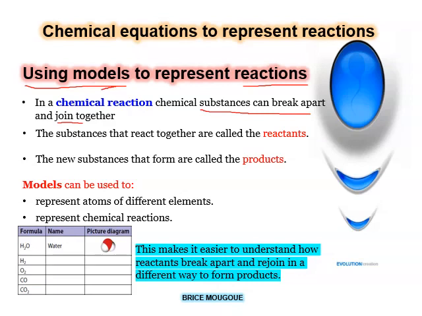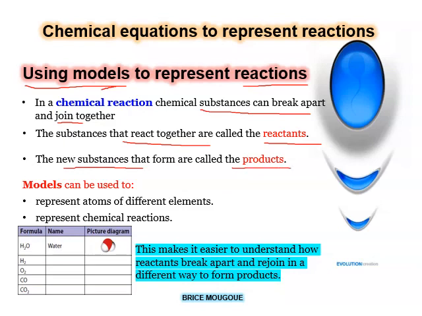Now, there are two sides of a chemical reaction. On the one side, traditionally on the left side of the arrow, the chemical substances that are reacting together are called reactants. While on the other side of the arrow, the new substances that will be formed after the first ones have reacted, the resultant substances, are called products.